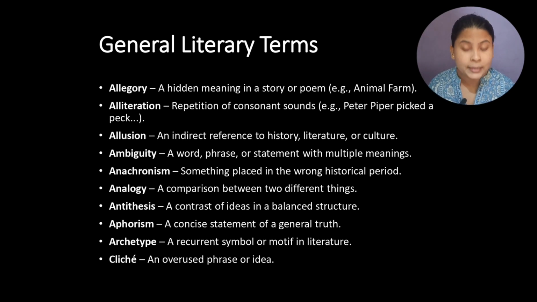Next, there is archetype. Archetype is a recurring symbol or character type in literature. For example, the hero, the anchor, the mentor. Next, at last, we have cliche. Cliche is an overused phrase or idea, like the phrase happily ever after. It's a cliche idea, an overused phrase that is used mostly and doesn't sound so true. So it's a cliche.